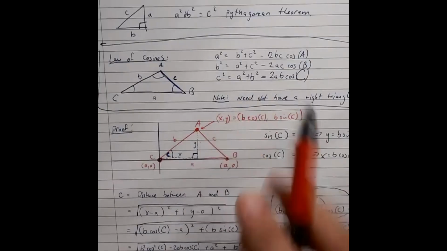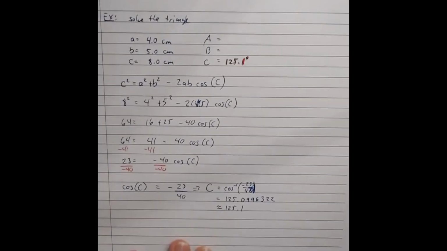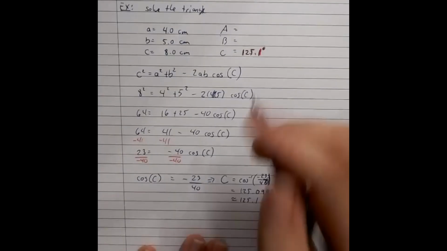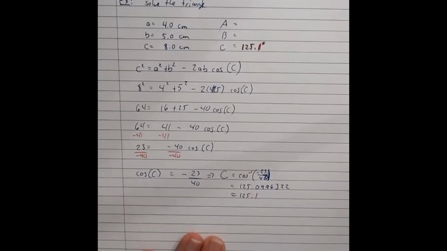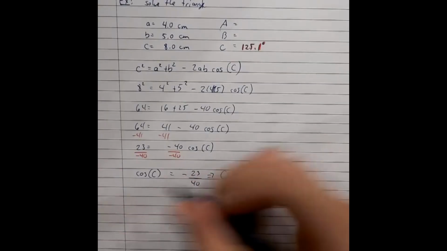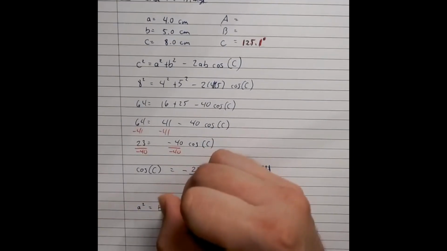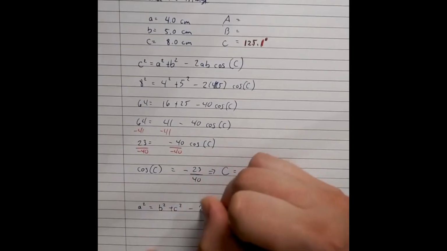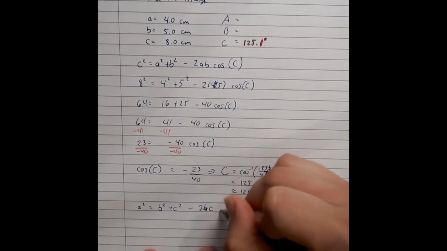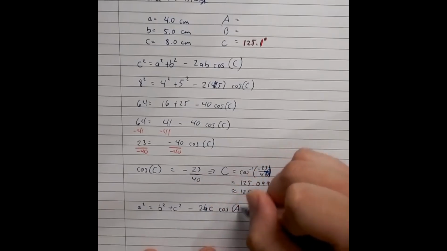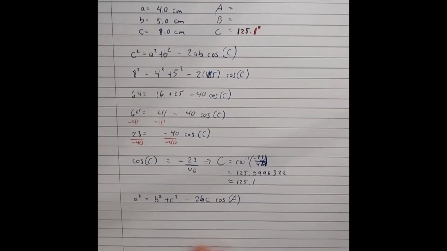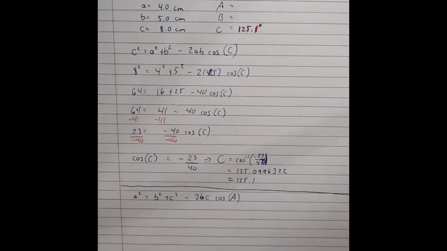Let's go through using the law of cosines again. I'm going to pick one of the other 2 versions. I'm going to pick the one that will give me the angle A. So here I can write this as A squared is equal to B squared plus C squared minus 2BC cosine of the angle A. Okay, so I just plug in the numbers that I know.